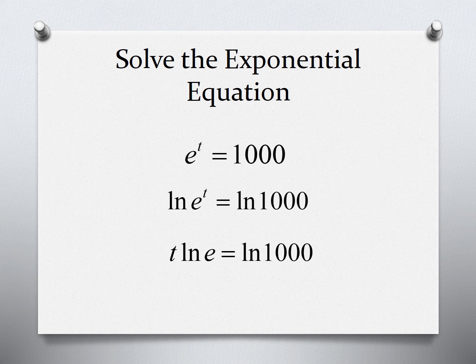Now we recognize that the natural log of e is just 1. And that's beautiful, and we use it to our advantage. On the left-hand side of this equation, we just have t times 1, or just plain old t. Then our calculators can handle the natural log of 1,000. And so we'll have t is approximately 6.9078.